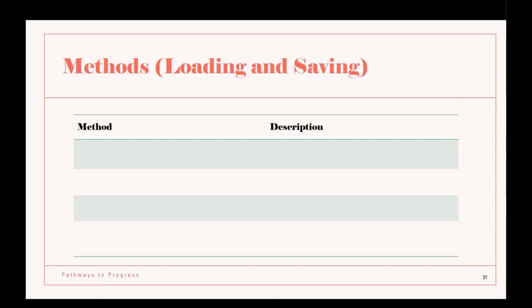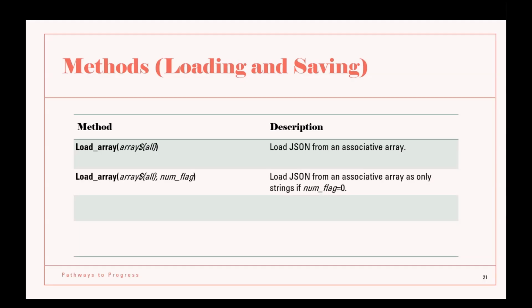So next up are methods that allow you to load and save from files, and also convert your data from other data types. First, we have the load array function, which will load an associative array into the JSON object. If you already use associative arrays, you can easily convert your data to a JSON object by using this method. This function also has the option to load all the data passed in by the associative array as only string values by using the num flag.